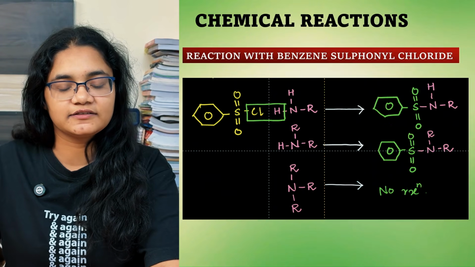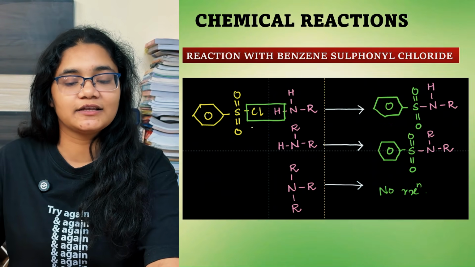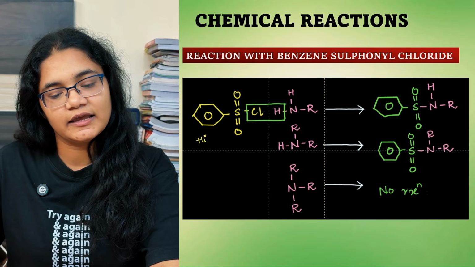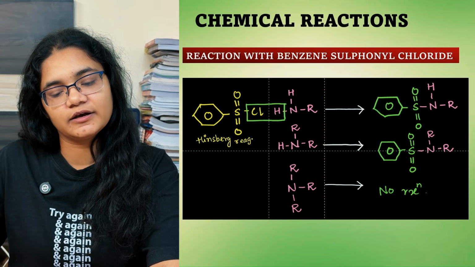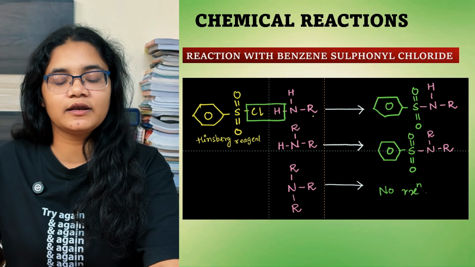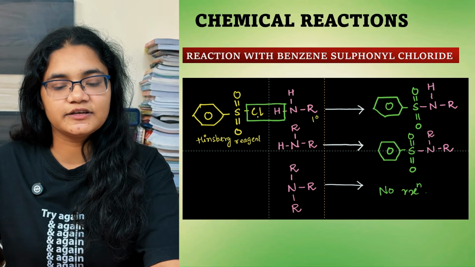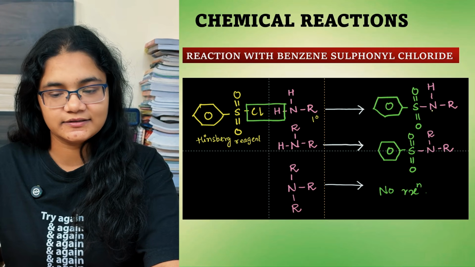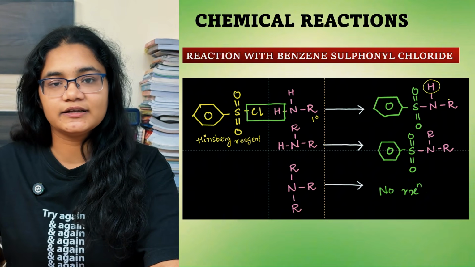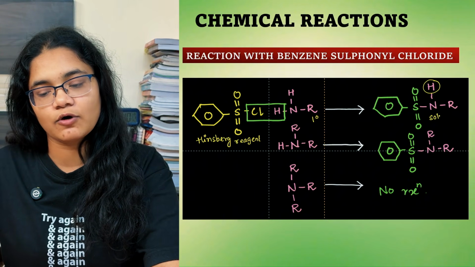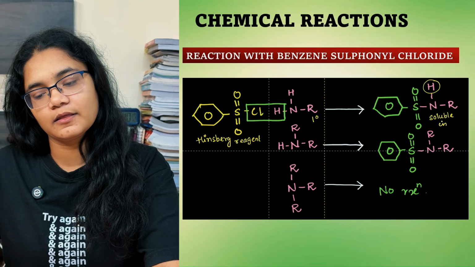Clear? Now the next reaction we have is the reaction with aryl sulfonyl chloride. So this is the sixth reaction. This particular benzene sulfonyl chloride is called our Hinsberg reagent. Now what is this Hinsberg reagent? When you treat it with primary amines, HCl is removed and you get a structure like this. This structure has an acidic hydrogen, because of which it is soluble in alkali. Salt is formed which is soluble in alkali.